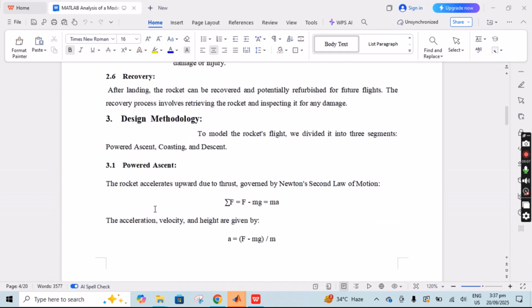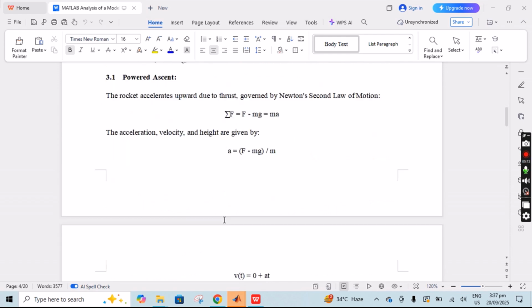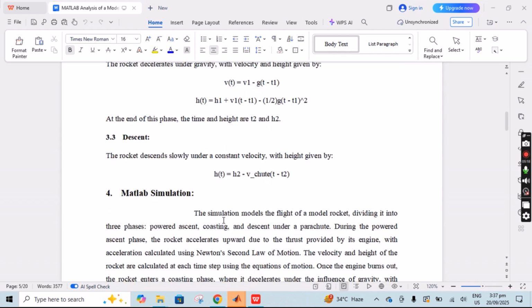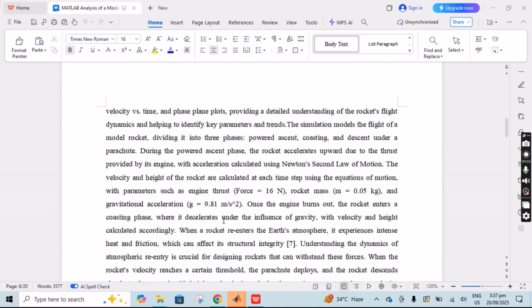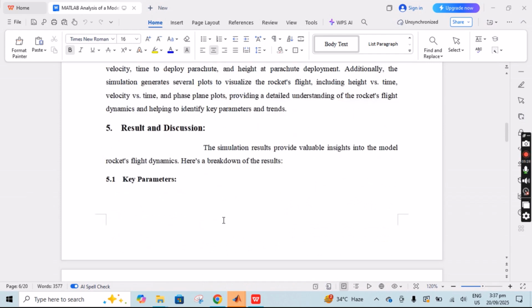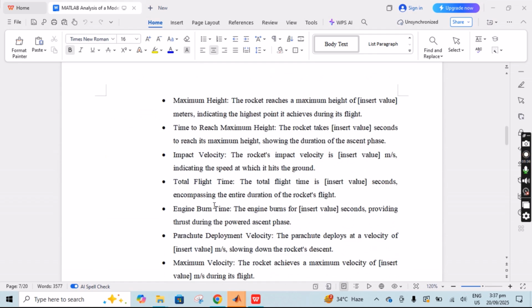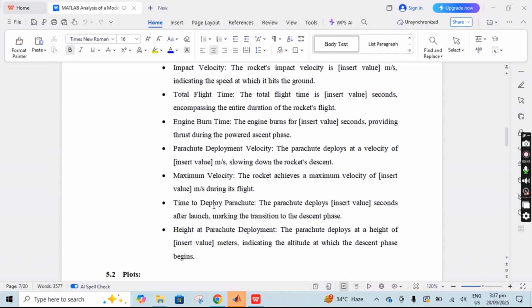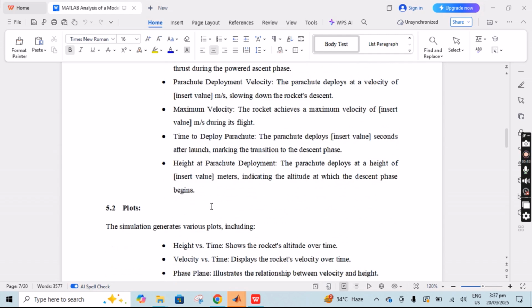Basically, in the design methodology, we have added all the equations according to powered ascent, coasting, descent, and the MATLAB simulation as well. In the MATLAB simulation, we have calculated its velocity, its height, its thrust model, and then I have added the results and discussion section, in which we discuss how the rocket moved from one place to another according to different values.